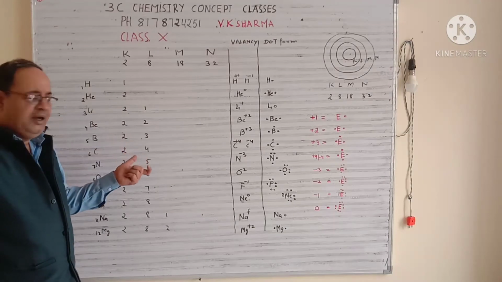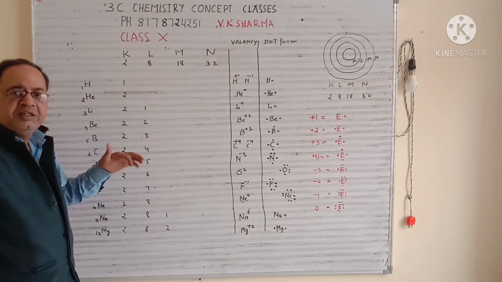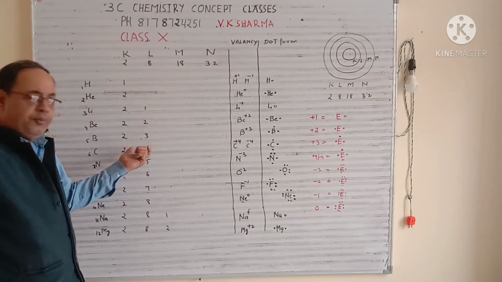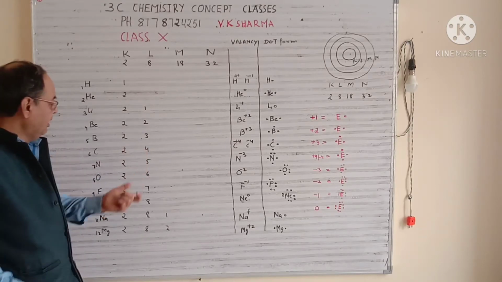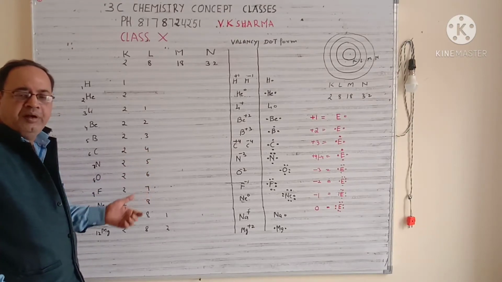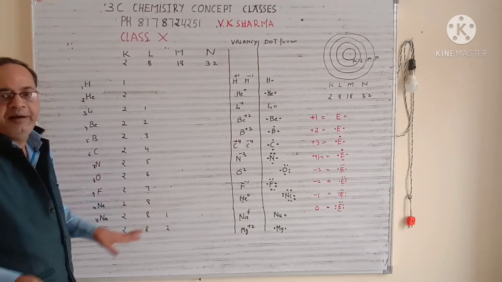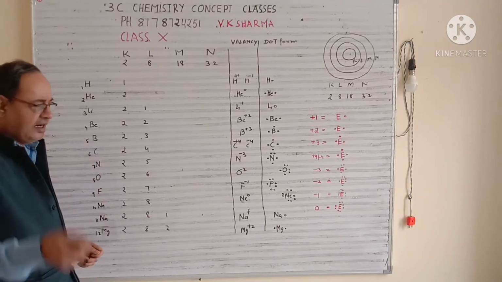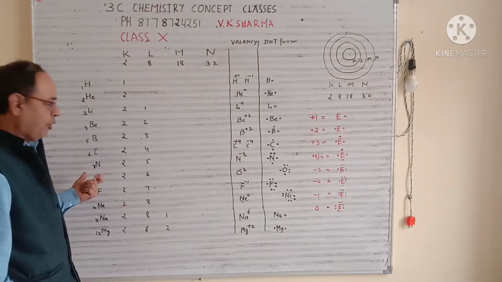Just keep in mind, when there are 1, 2, 3 electrons, it always tries to give. At the 4 position, it may give, may take. But with more than 4, it will try to take. This is a general pattern, although a few exceptions are there, which we will tell you in a later topic.